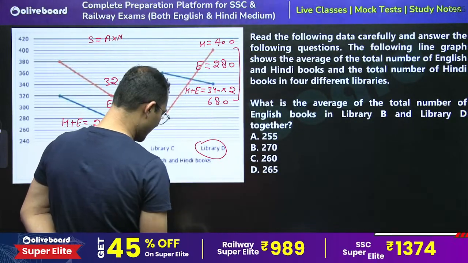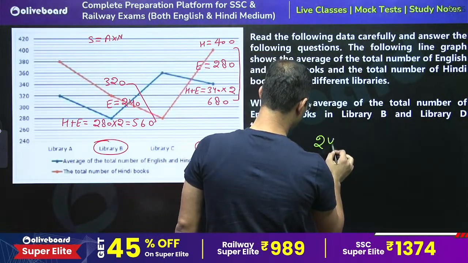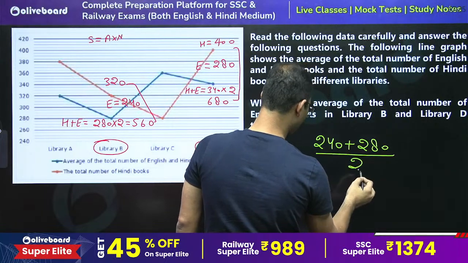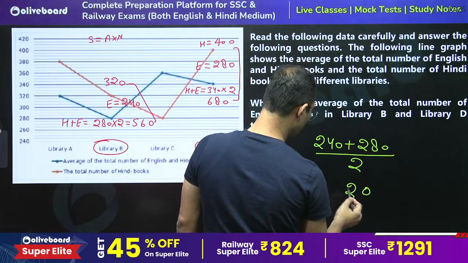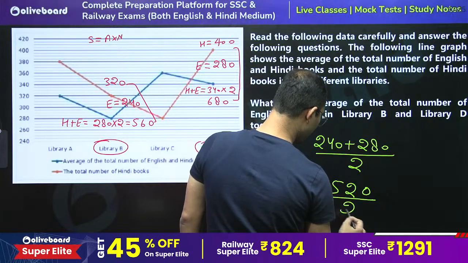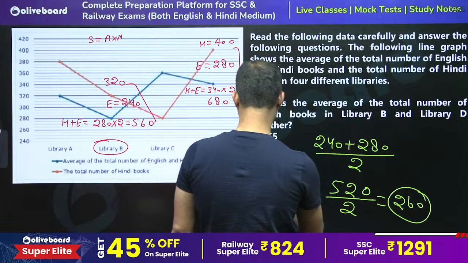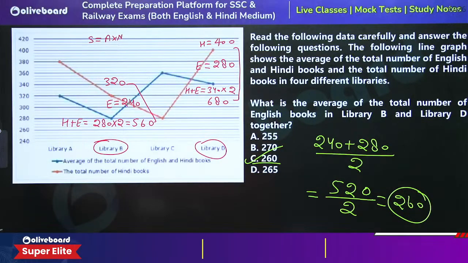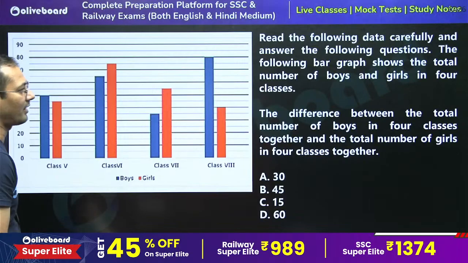Simple. So the average for English books is going to be 240 plus 280 divided by 2, right? So 520 divided by 2, so 260 is the right answer. Okay, so simply, C part is the right answer. C part is the right answer. Yes, C part is the right answer.